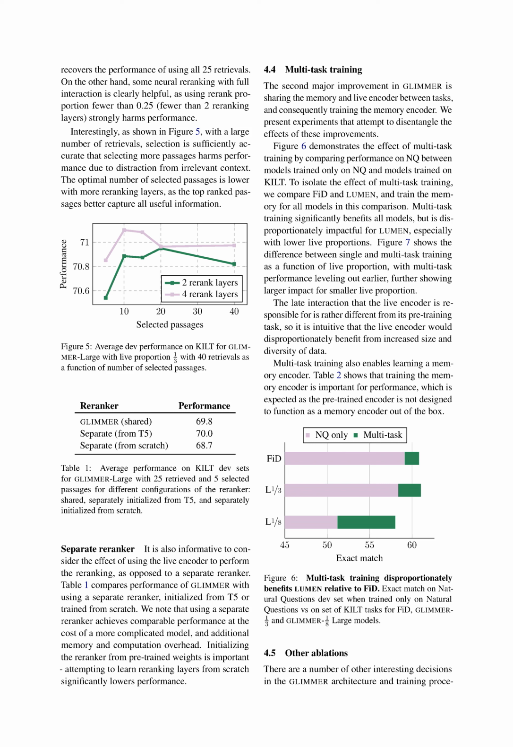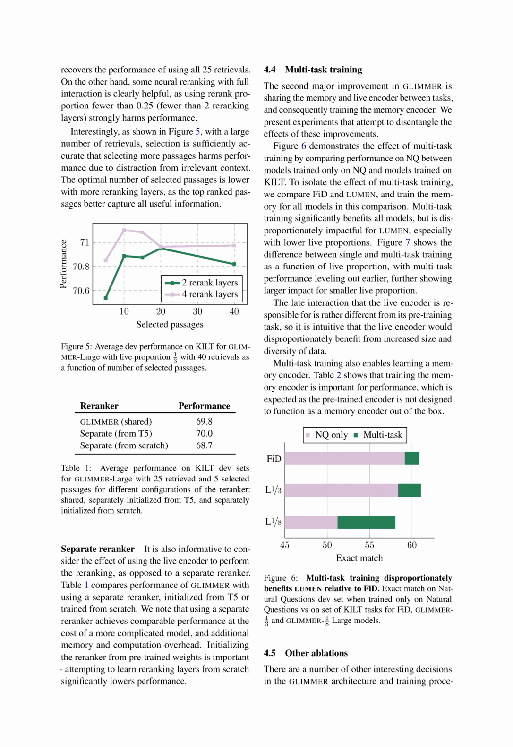We contrast the efficiency of our model, Glimmer, when it makes use of a separate reranker, with the reranker either initialized from T5 or trained from the ground up. We find that using a separate reranker delivers similar results, but at the cost of a more complex model, alongside increased memory and computational requirements. It's crucial to begin the reranker with pre-trained weights. If we try to build reranking layers from scratch, it noticeably decreases performance.